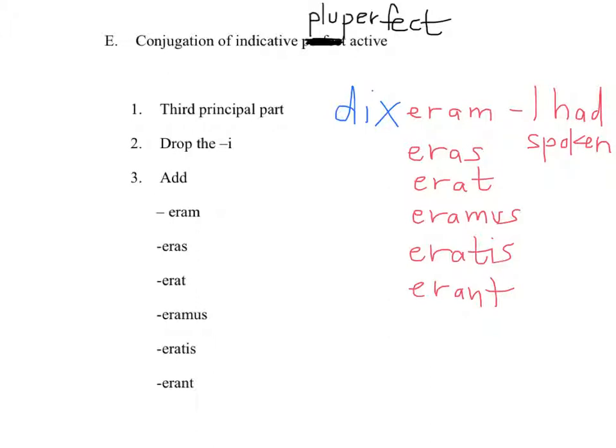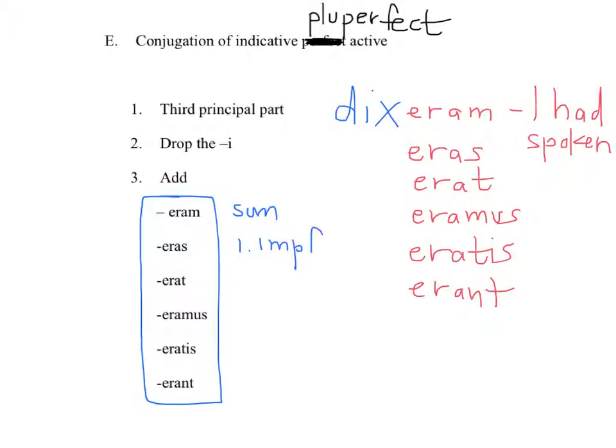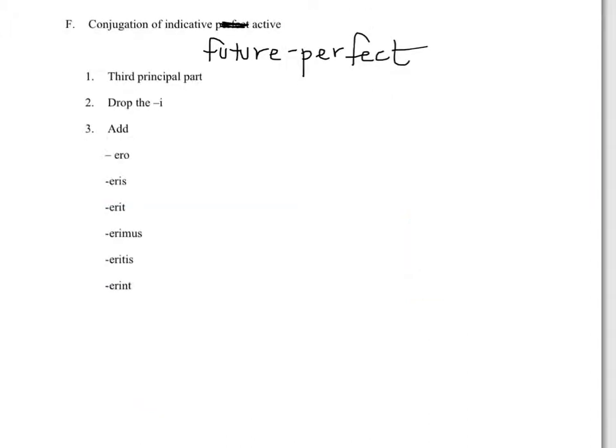If you haven't noticed, these endings right here are the verb sum in the indicative imperfect. If that little bit of trivia is confusing to you, forget about it. But this is literally the same form as the verb sum, to be, in the indicative imperfect active. It should arguably make that easier for you to memorize, because you have to memorize that form anyway. Here's your second typo for the podcast, the conjugation of the indicative future perfect active.